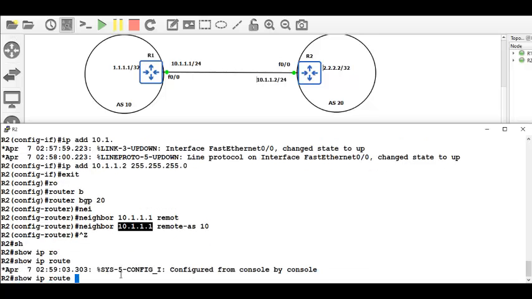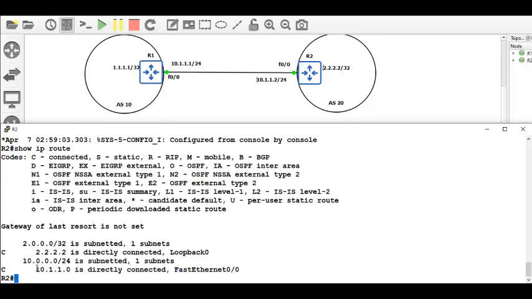Show IP route. Yes, it is directly connected. See, it says directly connected. Only if this is true, BGP will send the TCP three-way handshake and try to form the BGP neighbor. If it is different, if it says connected via this, that, if you have a static route, something like that, it will not even send the packet out.